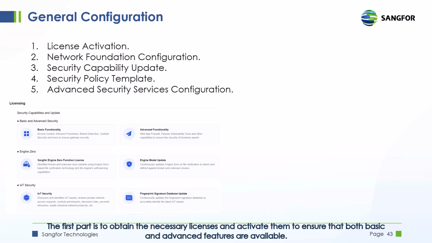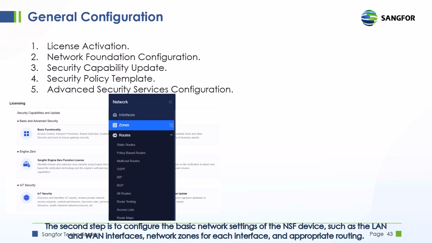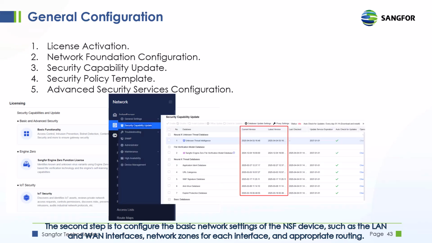The first part is to obtain the necessary licenses and activate them to ensure that both basic and advanced features are available. The second step is to configure the basic network settings of the NSF device, such as the LAN and WAN interfaces, network zones for each interface, and appropriate routing.